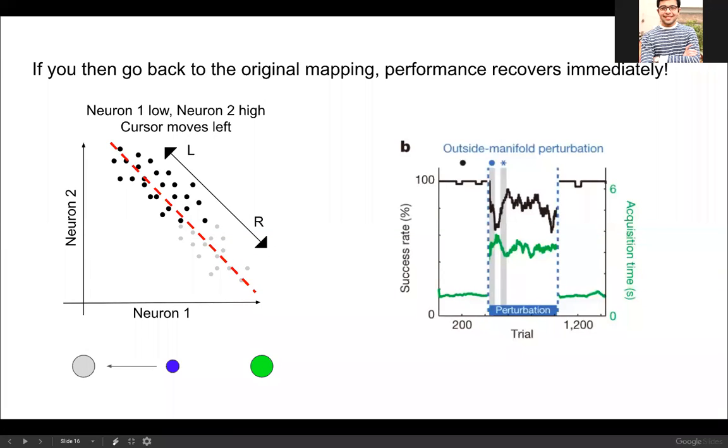Amrita? Yes. While performing the study, instead of letting the monkey learn the within manifold perturbation first, did you also try letting him learn the outside manifold perturbation from the very beginning, and then look at his performance in the within manifold perturbation trials?